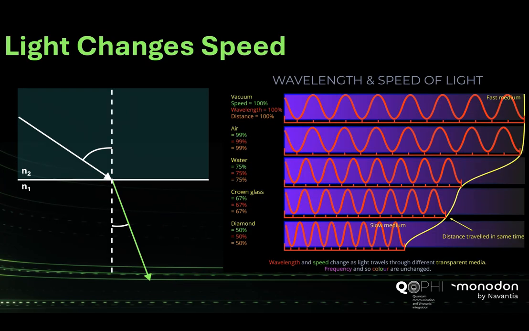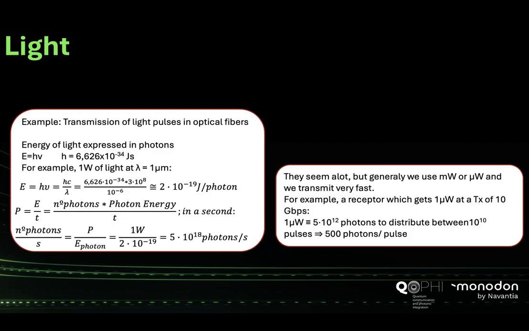Light doesn't just travel, it also carries energy. We can calculate the energy of light using the formula E = hν. This tells us the energy of a photon depends on its frequency. Now, here's something interesting. Even a very small amount of light contains an enormous number of photons. For example, a 1 watt light source at a wavelength of 1 micrometer produces around 5 × 10^18 photons per second. That's a massive number, and it shows how powerful light can be even at relatively low power levels.